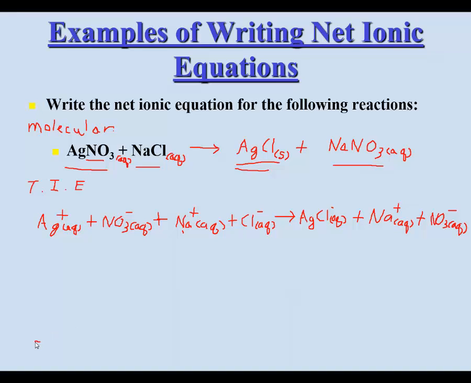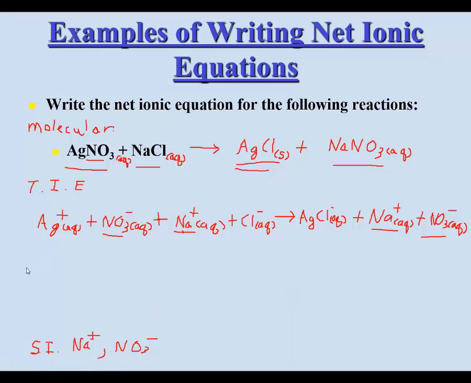Now what I want to recognize is if there's any spectator ions. So if I want to list my spectator ions, I'm going to put that down here. I look for the spectator ions as the ions that have not changed what they're doing in the chemical reaction. The sodium ions are not changing, and the nitrate ions are not changing in this chemical reaction. So my spectator ions are sodium ions and nitrate ions. So I list my spectators down here. Those are the ions that are not involved in the chemical reaction.